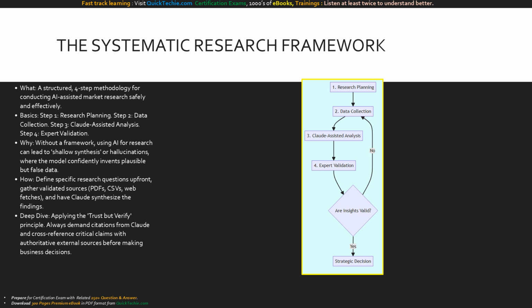This flowchart maps our systematic methodology. We start at research planning, moving sequentially into data collection. That raw data flows into Step 3, Claude-assisted analysis, where the heavy computational lifting occurs. The output must then pass through the expert validation gate. As you can see at the decision diamond, if the insights are valid, we proceed to a strategic decision. If they fail human verification, perhaps due to outdated data or an AI hallucination, we loop right back to data collection to refine our inputs.